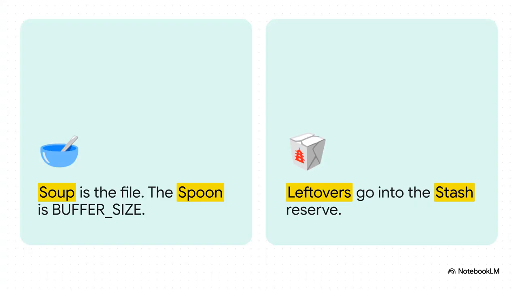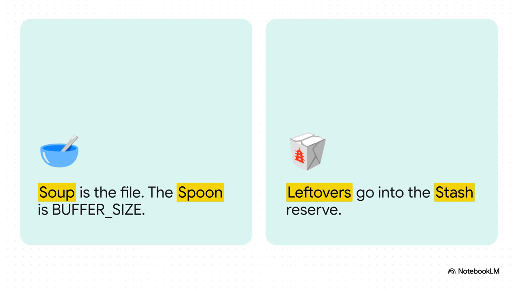To really solve this challenge, we need to make abstract memory buffers feel physical. Imagine the file you're trying to read is a giant bowl of soup. Now, you can't just unhinge your jaw and swallow the whole bowl at once, right? Your program would immediately crash from a lack of memory. Instead, you eat it spoon by spoon. In C, your spoon is your buffer size.